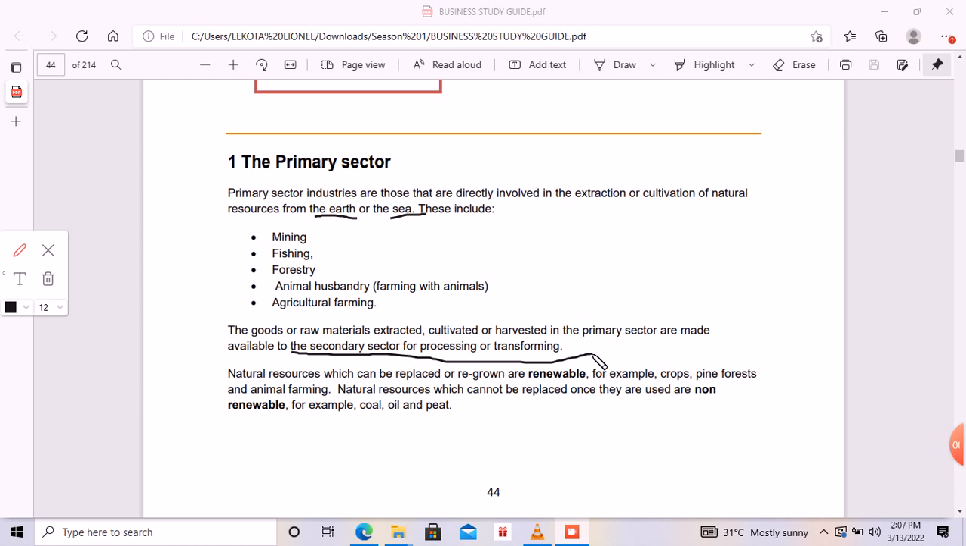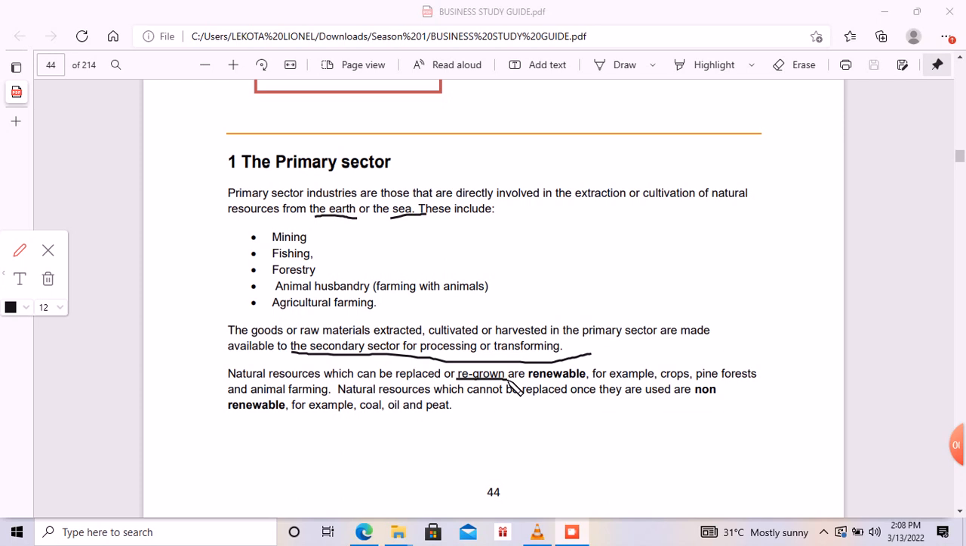So now, the natural resources which can be replaced or regrown are renewable resources. The renewable resources are those that can be regrown or replaced, such as crops, pine forests, and animal farming. When animals give birth, it's what we call renewable resources, because once they give birth, they are replacing the old animals that have been killed to sell the meat, or those kinds of things.